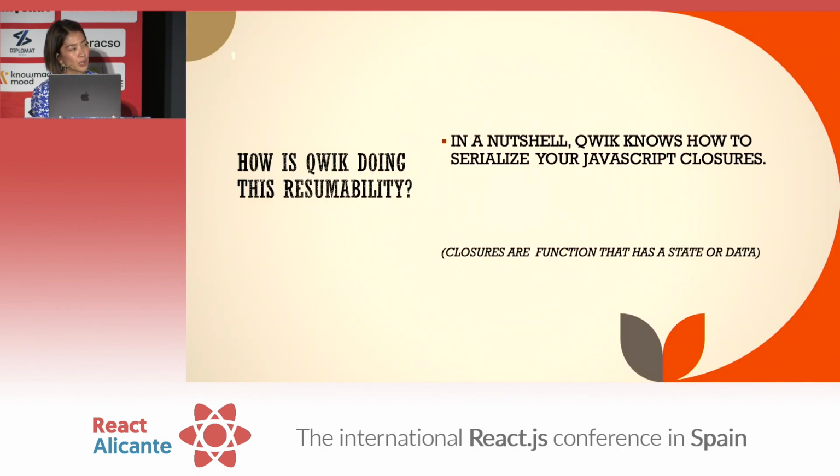So how is Qwik doing this resumability? In a nutshell, Qwik knows how to serialize your JavaScript closures, and this is something that the other current frameworks are not able to do. So Qwik can take the closure and serialize it, which is essentially how Qwik is able to resume or bring your app to life right away from the server to the client without having to do the hydration process. This is what makes Qwik resumable, because the client does not need to execute all of your components to figure out where the listeners are.